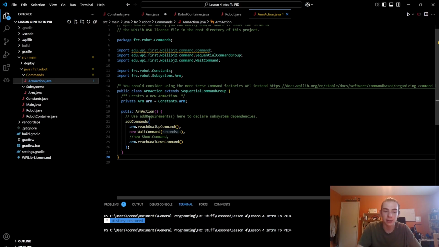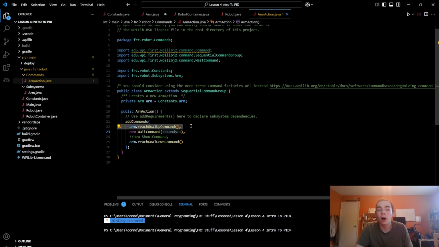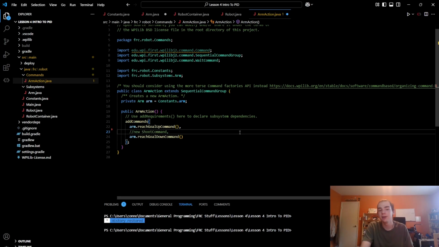And so this is what ArmAction will do, where you have this first one which says arm.reachGoalUpCommand, right? And so this will simply move the arm up, and then you might say have a new wait command. Maybe you have some camera movement or camera odometry that's moving your robot. Honestly, this wait command doesn't really need to be there. It's just if you did have other stuff going on, you might want to have it there, but in this case, not really needed.